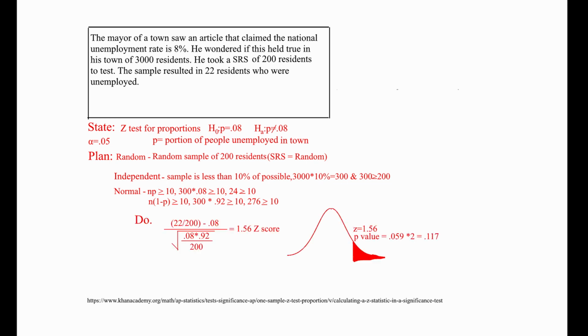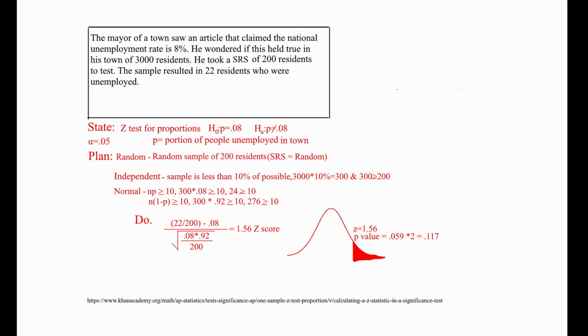In order to find our z-statistic, we take the difference of our statistic and the parameter divided by the standard deviation of the statistic. What is a statistic or parameter? A statistic is a value from a sample, like ours. It is the proportion that we get from a sample, in this case, 22 out of the 200 residents. A parameter is the true value, or what we assume to be the true proportion, in this case 8%.